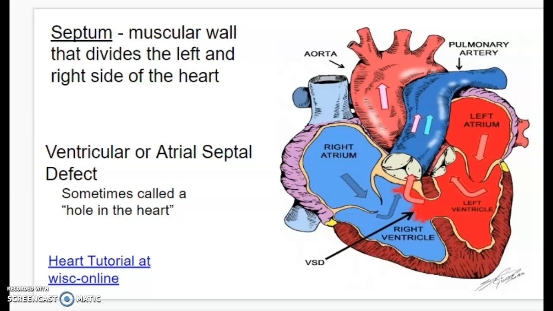I just spoke about the septum. The septum, like I said, is a muscular wall that divides those sides. Sometimes, if there is a defect in this, you hear people talking about a hole in the heart, and a lot of times it's in the septum.